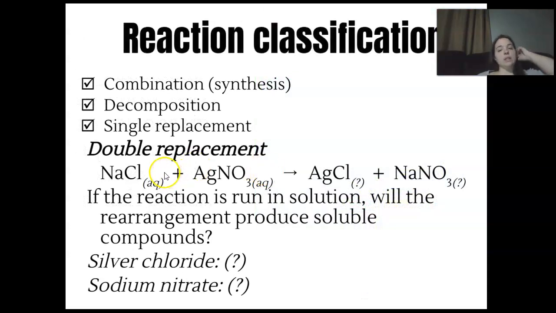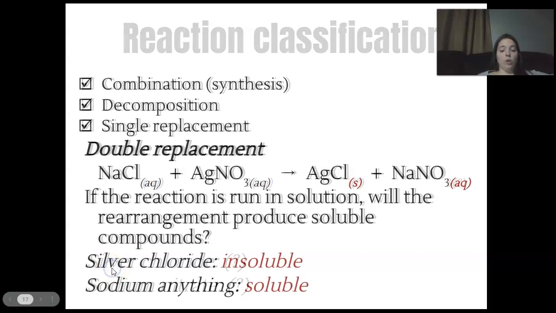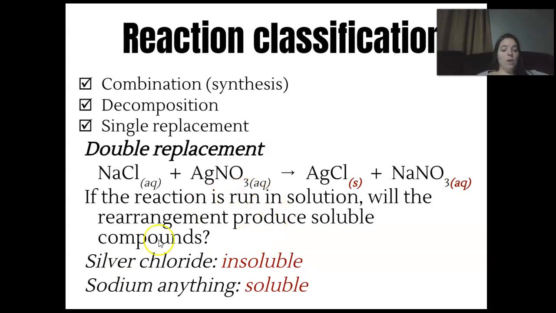All right, let's look at this example. If the reaction is run in solution, meaning sodium chloride solution and silver nitrate solution, goes to silver chloride and sodium nitrate, will the arrangement produce soluble compounds? Let's look at silver chloride and sodium nitrate. Are they going to be soluble or insoluble? So checking our table, we find that silver chloride is insoluble, aka solid. So I put an S right here. And sodium anything will be soluble or aqueous.